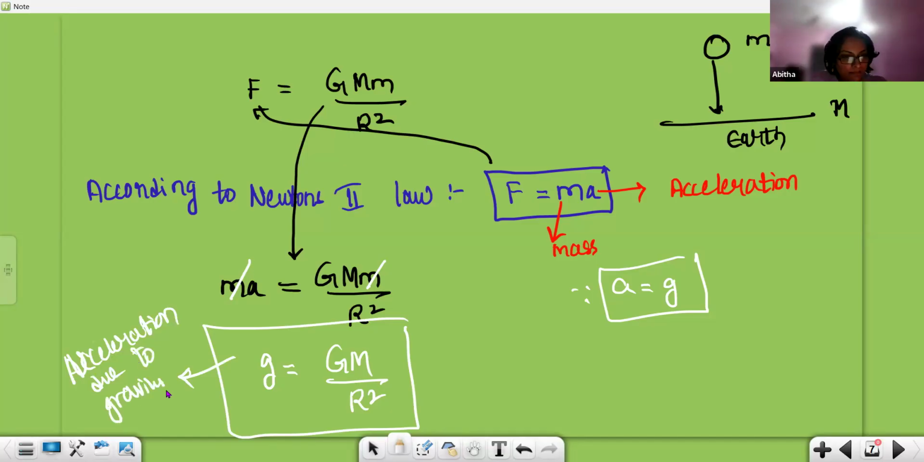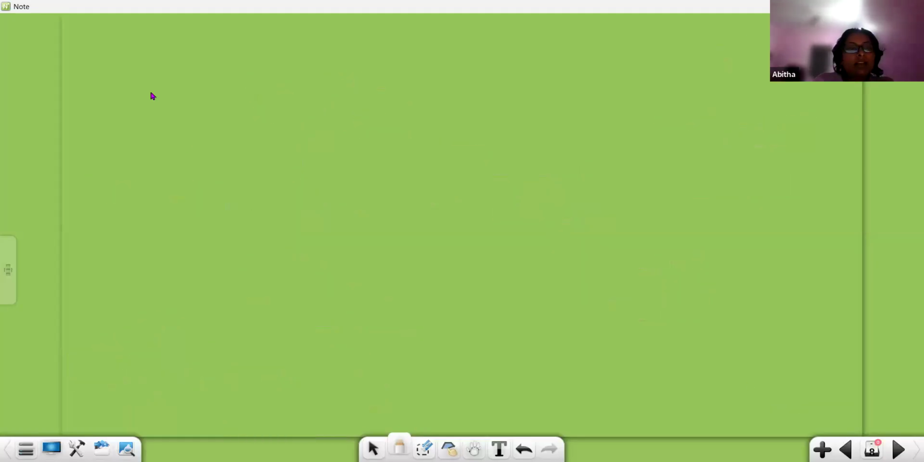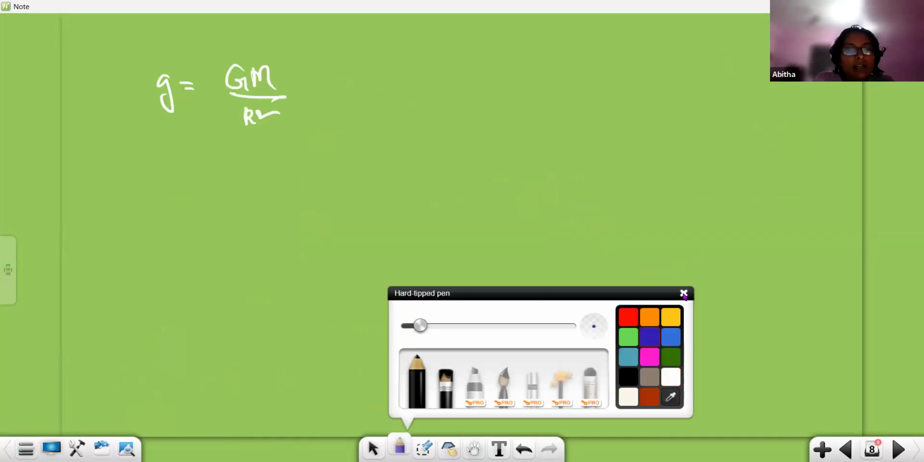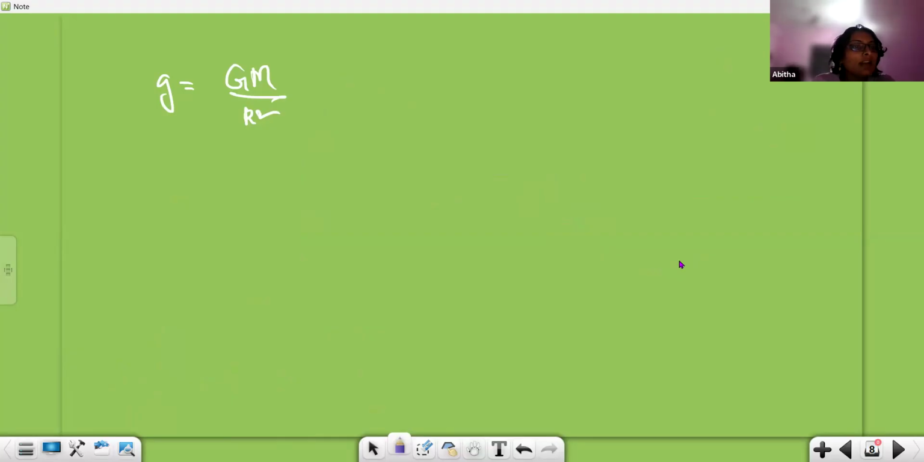Understand? What is the formula of acceleration due to gravity? What is the formula we got finally? g is equal to GM by R square. See the terms. What are the terms here? Whatever formula we are learning, what each term indicates is important in solving numericals.